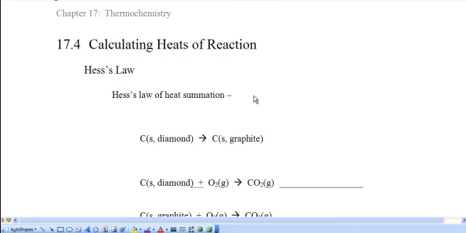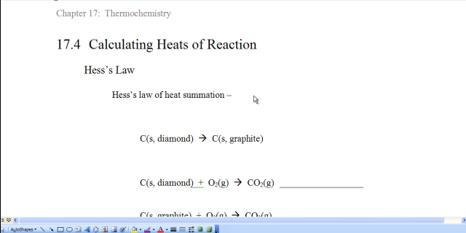And welcome to 17.4, where we're going to discuss calculating heats of reaction. In this particular section, we are going to take a look at how we measure the amount of heat that is absorbed or released by reactions. And we're going to be discussing in particular Hess's law, which is very, very useful.